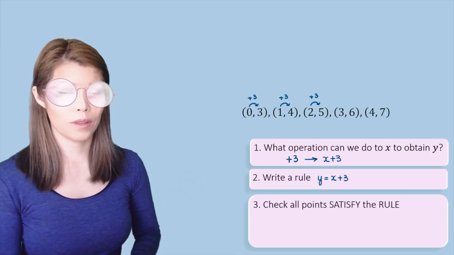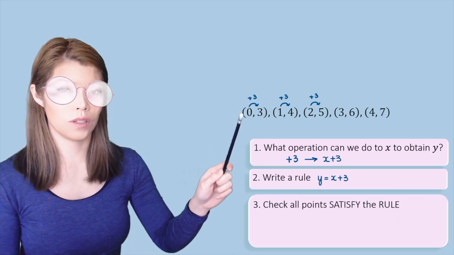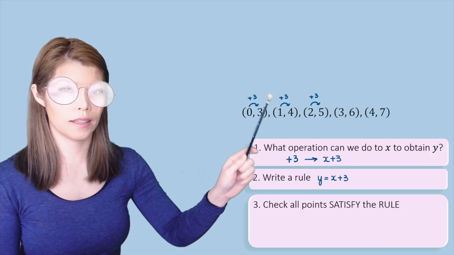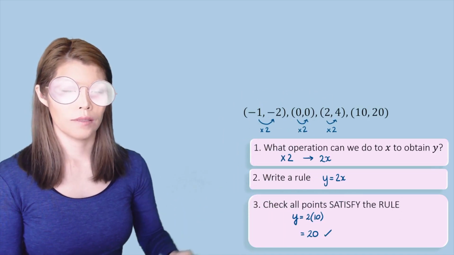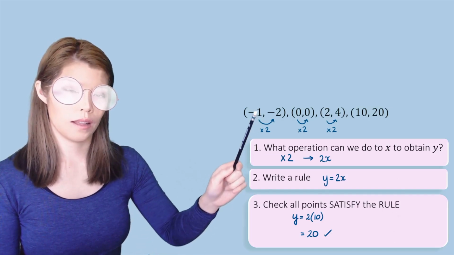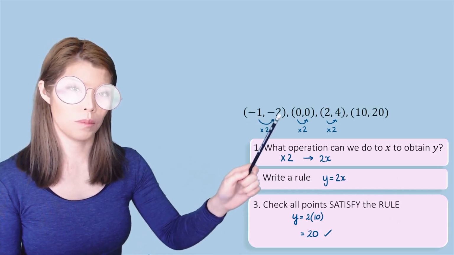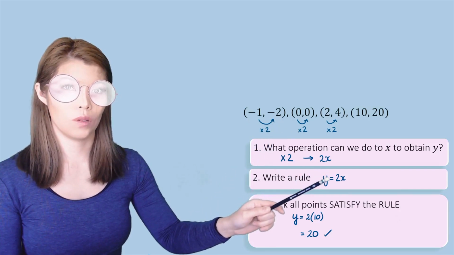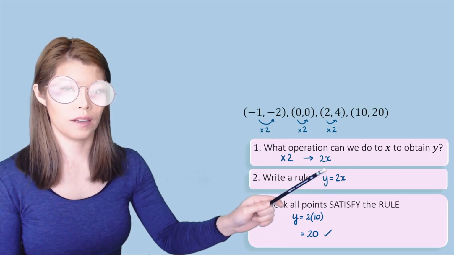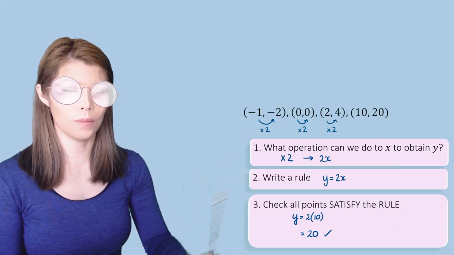So to recap, you can look at the x value and see what you did to it to get to the y. In this case, we had adding 3, so the equation would be x plus 3. Sometimes the equation would be, instead of adding, multiplying. So you multiply the x to get the y. In that case, we would have the number in front of x. So 2x for this example.